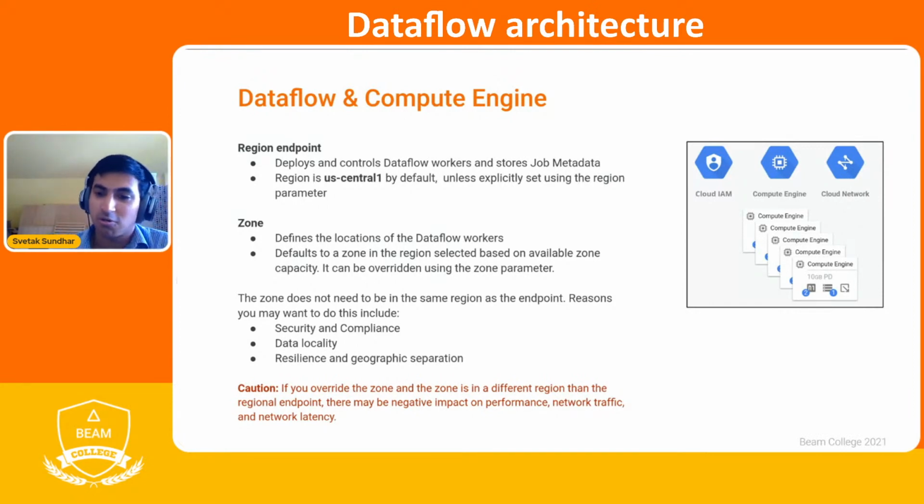And then your zone is going to correspond to your secondary Dataflow workers, which are going to be the Compute Engine VMs actually carrying out the work. The zone is going to define the location of the Dataflow workers, and it's going to default to a zone based in the region selected. But of course, you might not want this for various reasons, such as the ones that are listed on the slide, for example, data locality or geographic separation. But do keep in mind that if your primary worker is in one region and your secondary workers are in a zone outside of that region, there could be some delay just based on network latency.